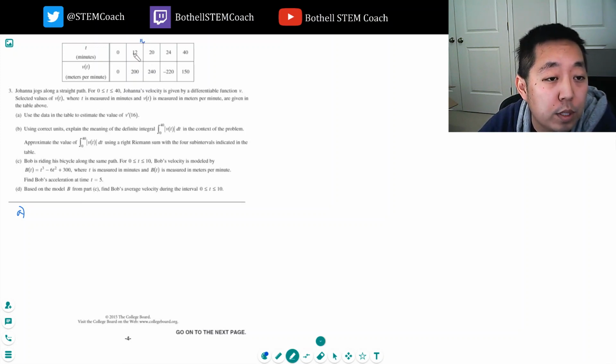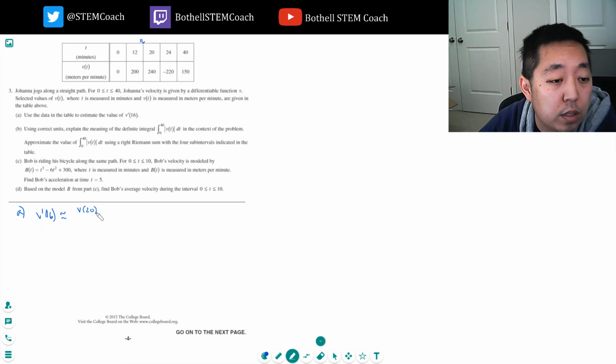16 is halfway between 12 and 20, so I'd use the secant line: v'(16) is approximately equal to (v(20) minus v(12)) over (20 minus 12). And so that's 240 minus 200 divided by 8. That's 40 over 8, and that's 5. Now the units of v are meters per minute, and t is minutes, so that would be meters per minute squared.